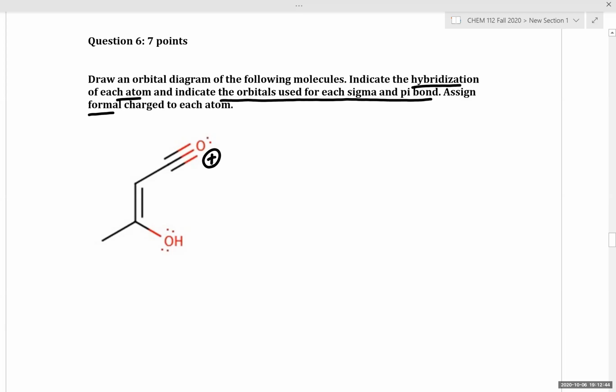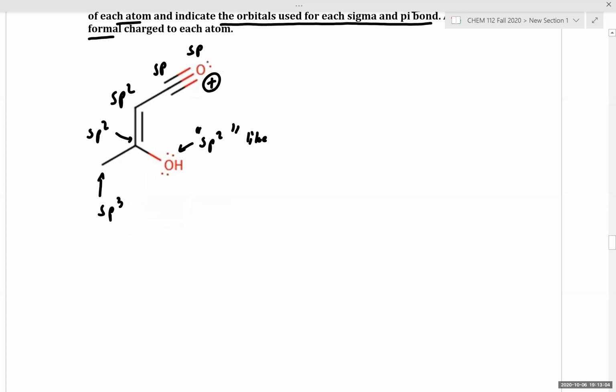This oxygen has a positive formal charge. This oxygen and carbon are sp. This carbon's sp2. This oxygen is quote unquote sp2-like. And this carbon is sp3. So we've assigned the hybridization. Now let's go about drawing an orbital picture. So we have our carbon.